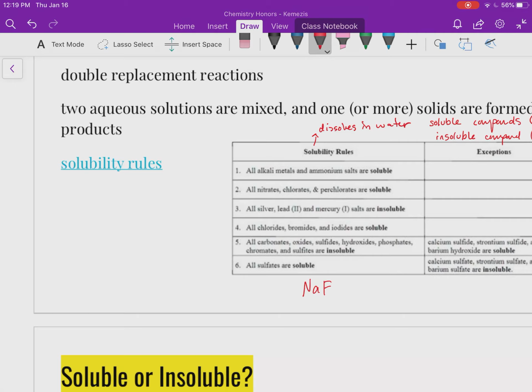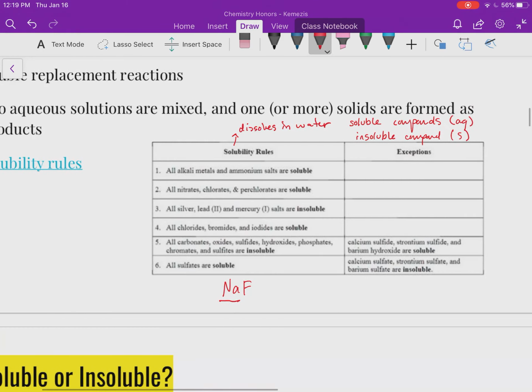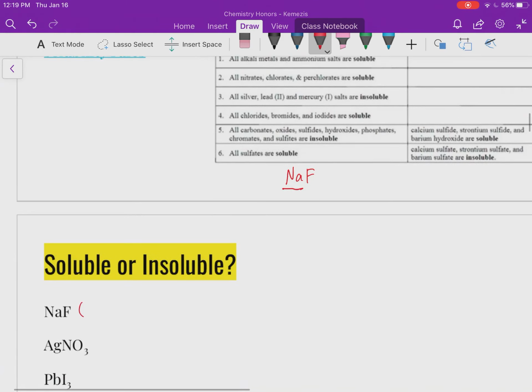If your compound doesn't contain anything in that rule, then you move to the next rule and you keep going until you hit that compound. Okay, so it says all alkali metals and ammonium salts are soluble. And that's referring to the cation. And here's where we understand that sodium is an alkali metal. So this is the rule that applies to us. All alkali metals are soluble. Our idea of soluble means it dissolves in water. So NaF gets an AQ.